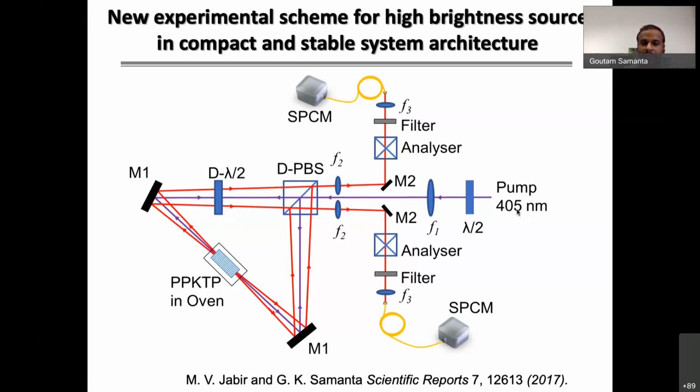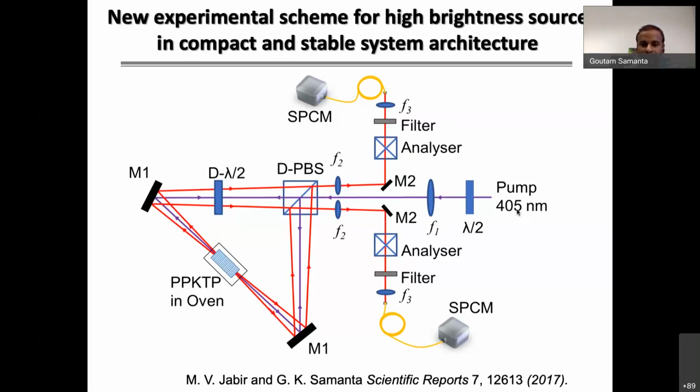But in any practical application, you need the photon numbers to be high, because otherwise you have to wait for a longer period of time for this application to complete. So that means the demand is there when you are generating an entangled photon source or a single photon source. The brightness has to be as high as possible, but at the same time we have to see that its quantum properties remain intact.